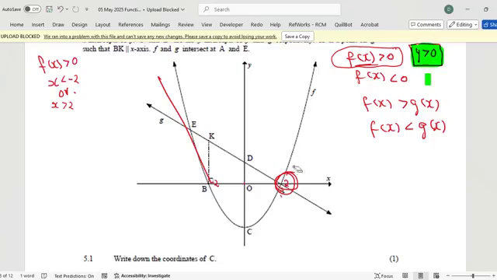Question if you have? No question. Since there is no question, we move on. Next question.